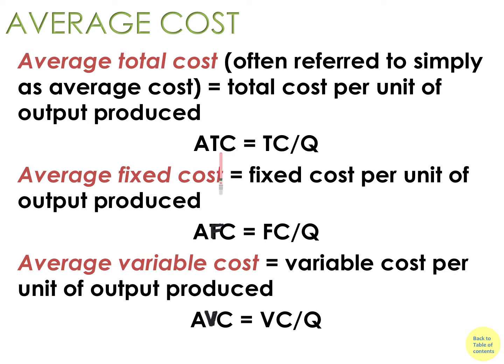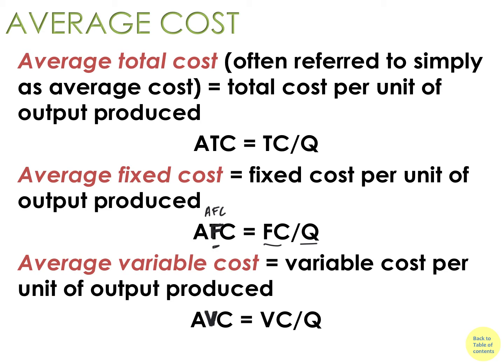So ATC, or average total cost, is simply total cost divided by the quantity of output. You can also look at average fixed cost and average variable cost. Those are important, not as important probably as average total cost. So average fixed cost is fixed cost divided by quantity.